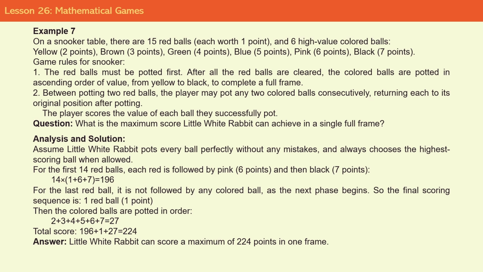For the first 14 red balls, each red is followed by pink and then black. It can get 196 points. For the last red ball, it is not followed by any colored ball, as the next phase begins. So the final scoring sequence is 1 red ball, then the colored balls are potted in order. Therefore, it gets 28 points. Total score is 224. The answer is Little White Rabbit can score a maximum of 224 points in one frame.